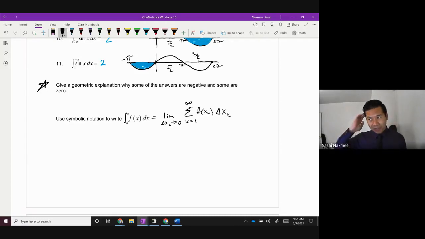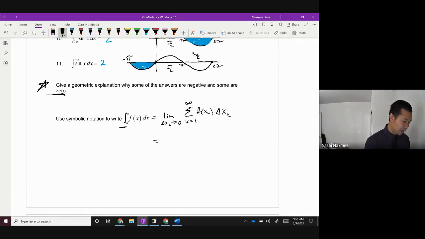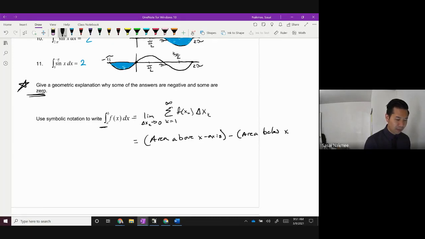I know this still looks crazy when you look at this symbol, this whole idea of what this integral represents, right? But in layman's terms, and it also comes back to this answer right here as to why some of them come out negative and some come out to be 0, what you're looking for is technically just the area above the x-axis minus the area below the x-axis. That's pretty much it, right?